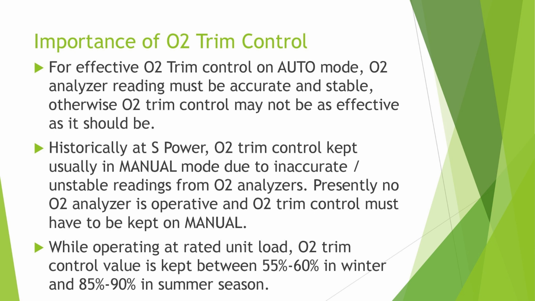For effective O2 trim control on auto mode, O2 analyzer reading must be accurate and stable, otherwise auto trim control may not be as effective as it should be. Historically at S-Power, O2 trim control was usually kept in manual mode due to inaccurate, unstable readings from O2 analyzers. Presently no O2 analyzer is operative and O2 trim control has to be kept on manual. While operating at rated unit load, O2 trim control value is kept between 55% to 60% in winter and 85% to 90% in summer season.